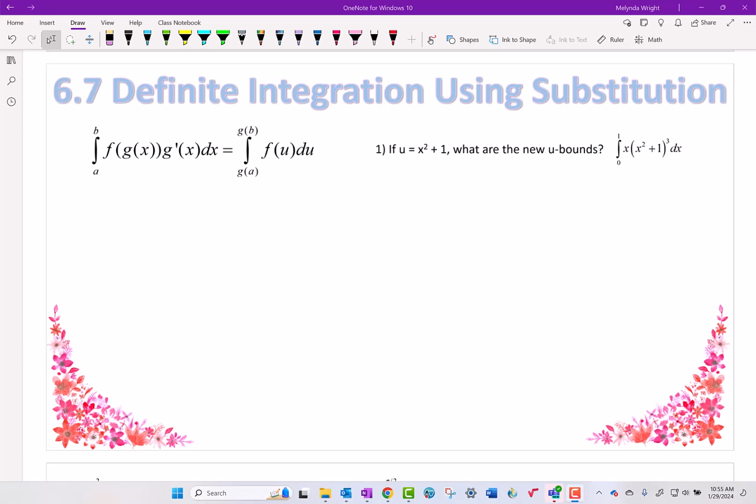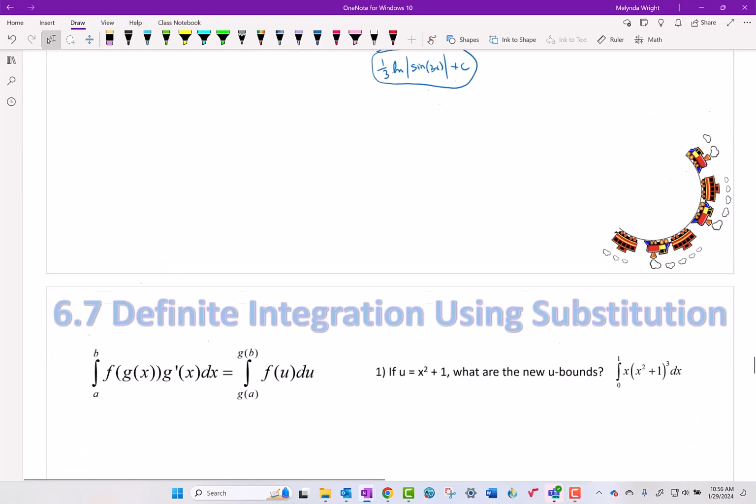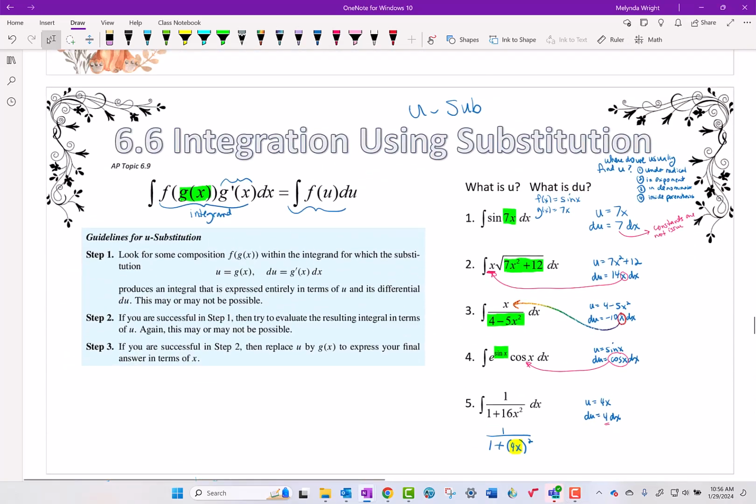All right, let's take a look at our lesson for today. So today we're going to continue with our topic of U substitution, but now we're going to bring definite integration into it. There's a little bit of a difference. So let me remind us, when we go back to our U sub, what were we doing?